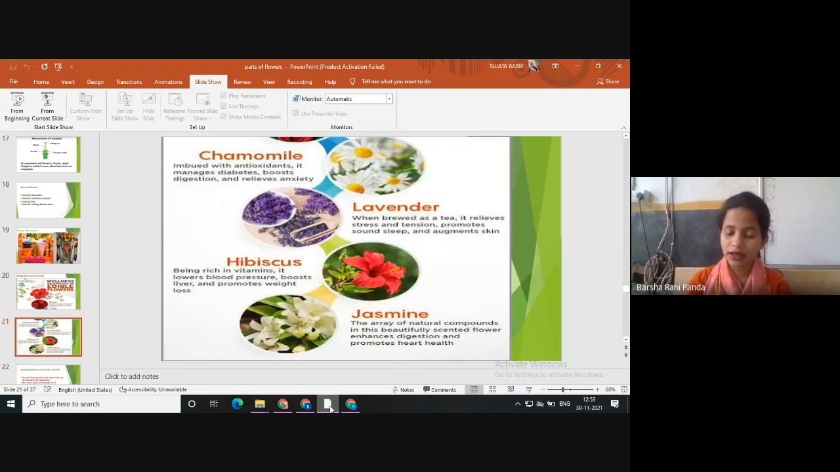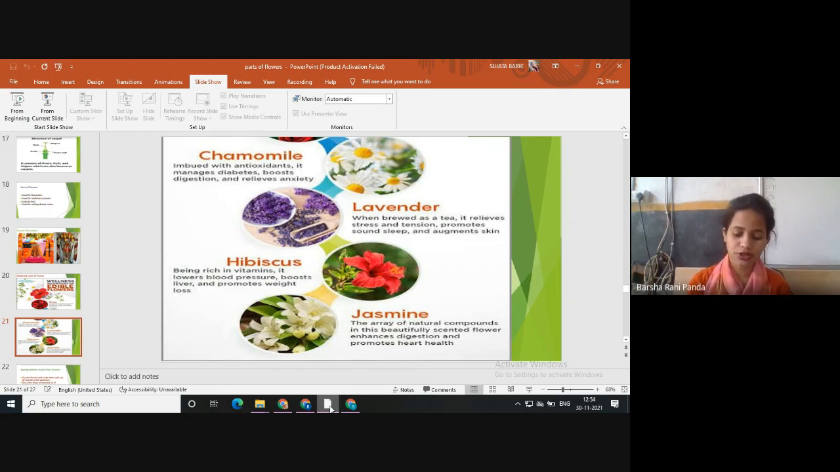Next है lavender. Lavender is a flower, and it is also used for relieving pain, relieving stress, relieving tension. So it relieves our stress, tension, and also promotes sound sleep.